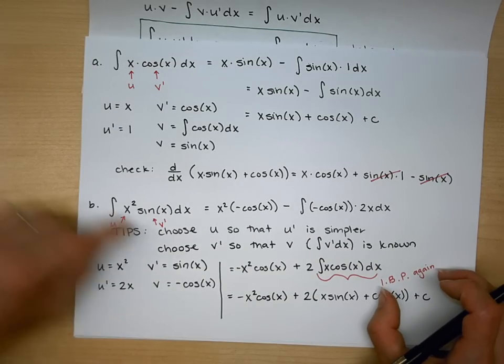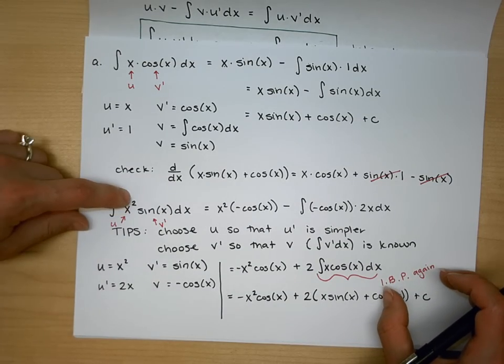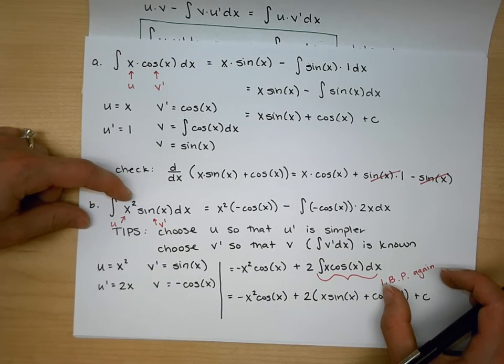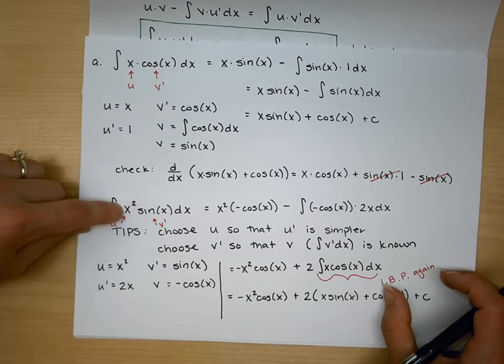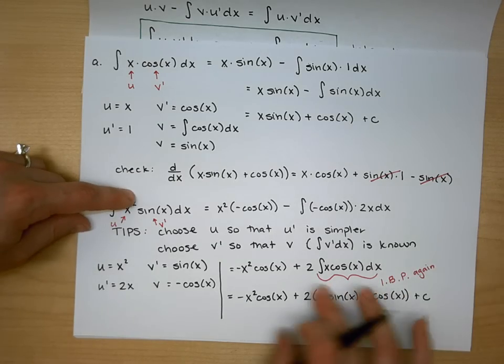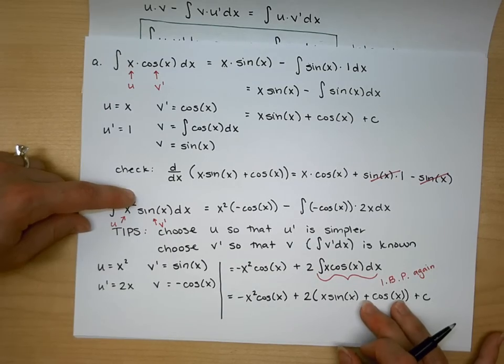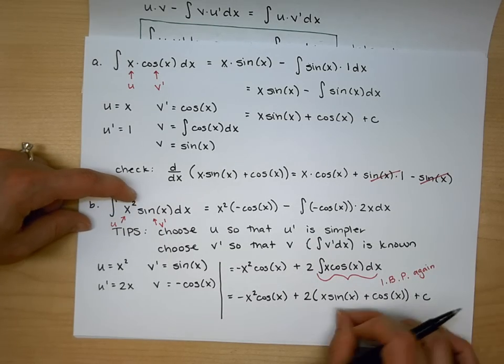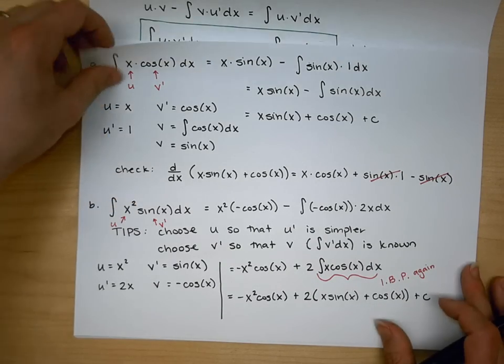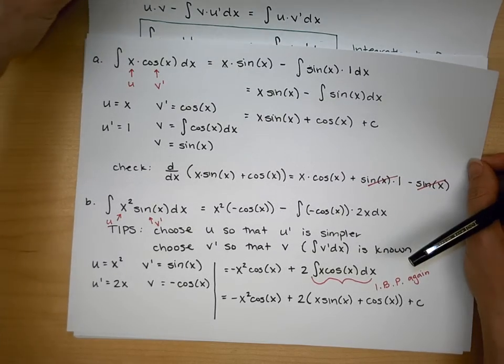Now if this was an x cubed instead of an x squared, how many times do you think we'd have to use integration by parts? Well, with the x squared, I had to use it twice, didn't I? Once and then twice. So if it was an x cubed, I'd have to use it 3 times. All right, so let's go ahead and try another example.